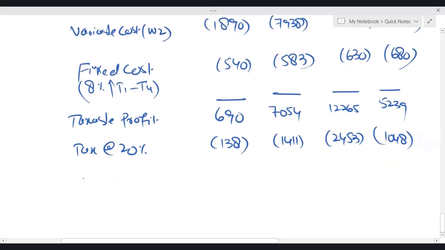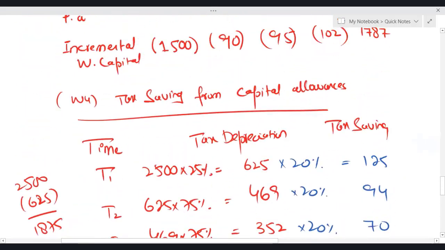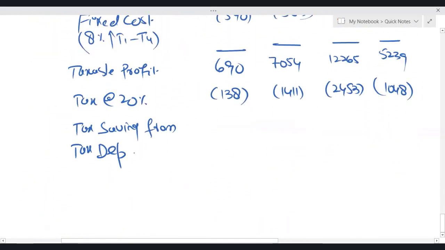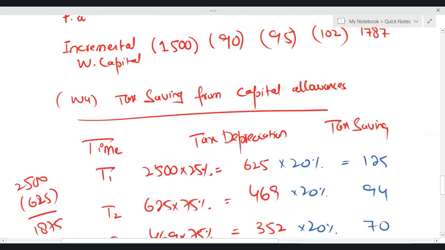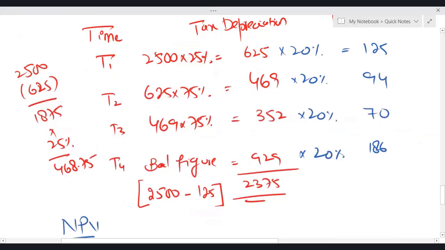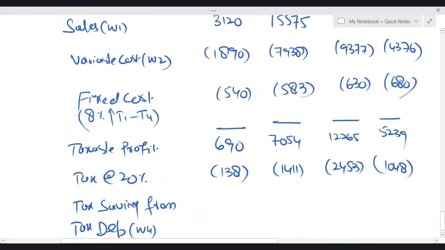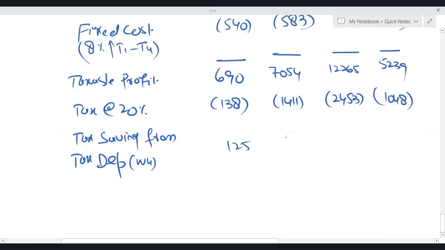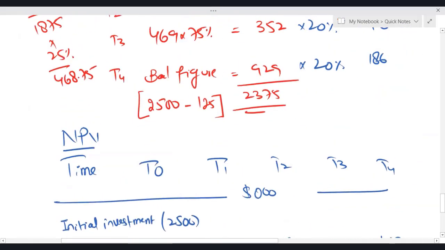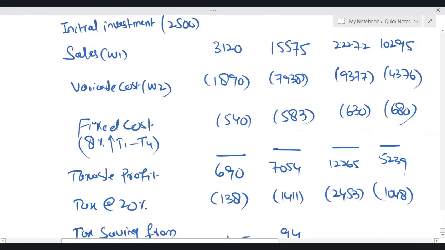Now simply take tax saving from capital allowances, or tax saving from tax depreciation. It's the same thing. Give the working reference, it was working 4. Either you write tax saving from capital allowances or tax saving from tax depreciation, please, it's the same thing. Do not get confused in this. Your first one is 125, then 94, 70, and 186.